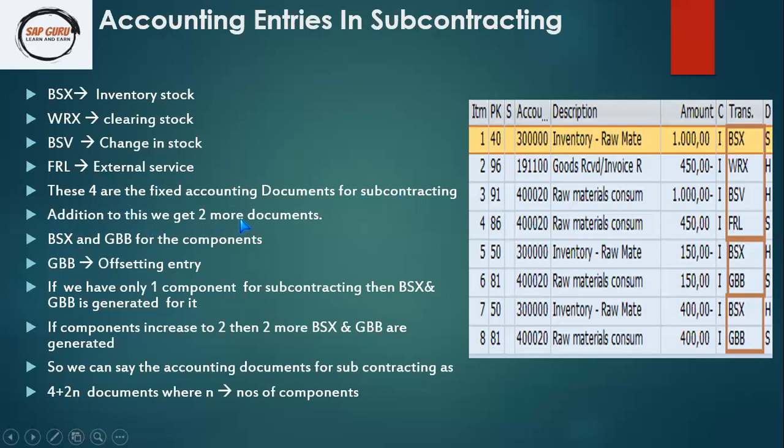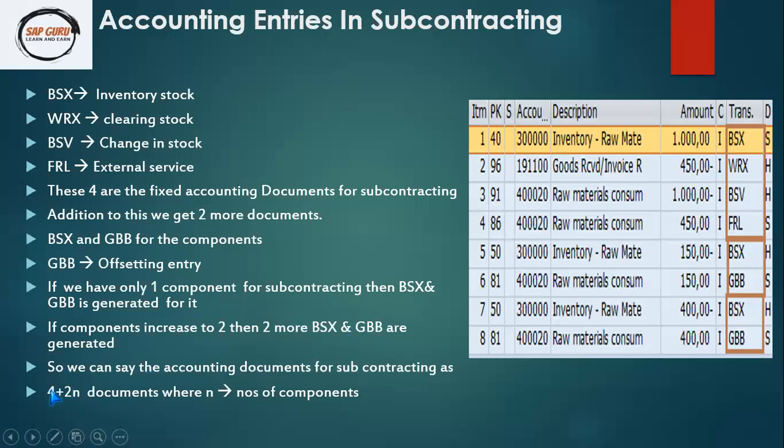In addition to this, we get two more documents, which are BSX and GBB for the components. GBB is the offsetting entry. If you have only one component for subcontracting, then BSX and GBB are generated for it. It means 6 entries will be there in total. If there are 2 components, then 2 more entries will be generated. So we can say the accounting documents for subcontracting are 4 plus 2n, where n is the number of components.